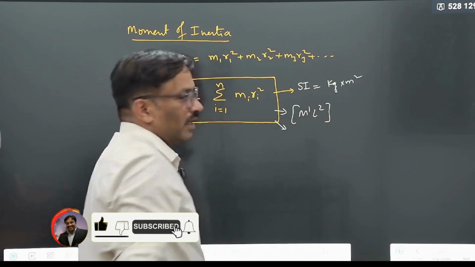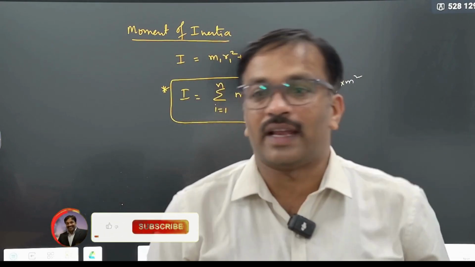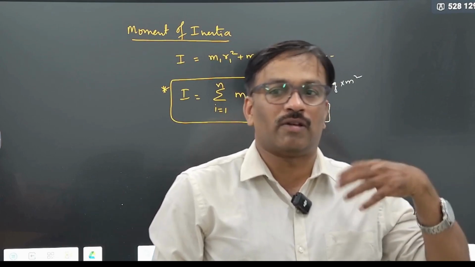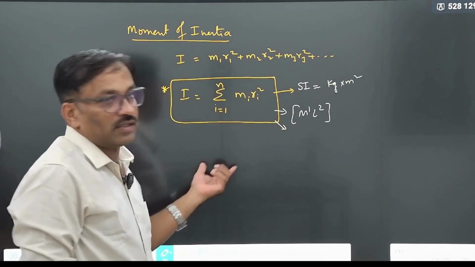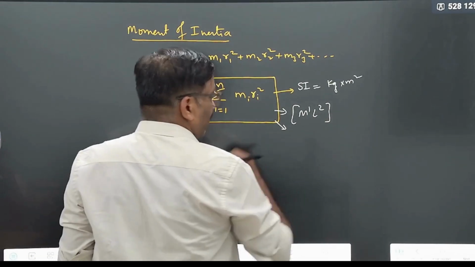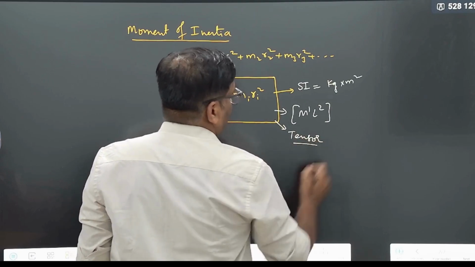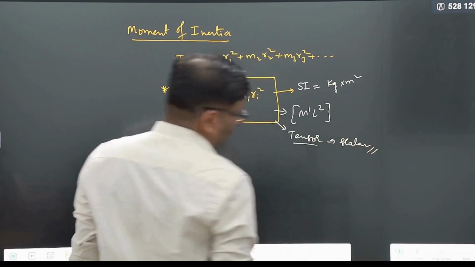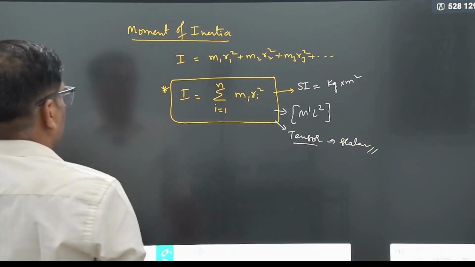Is it a vector or a scalar? It is a tensor. For different axes it will have different possible values, in different directions. So the moment of inertia can have many values. It's not a vector, it is a tensor. But to solve problems we can treat it like a scalar quantity, not like a vector. Clear?